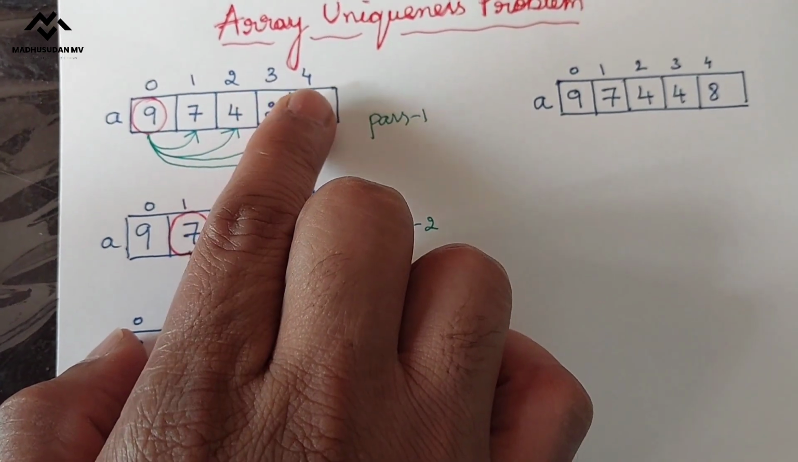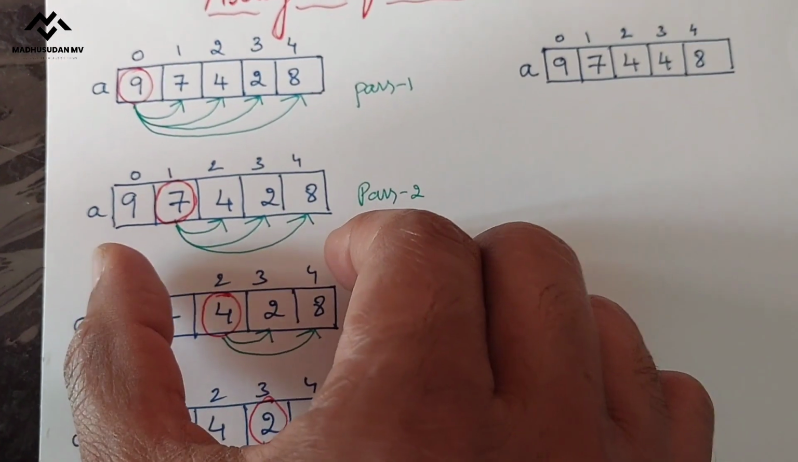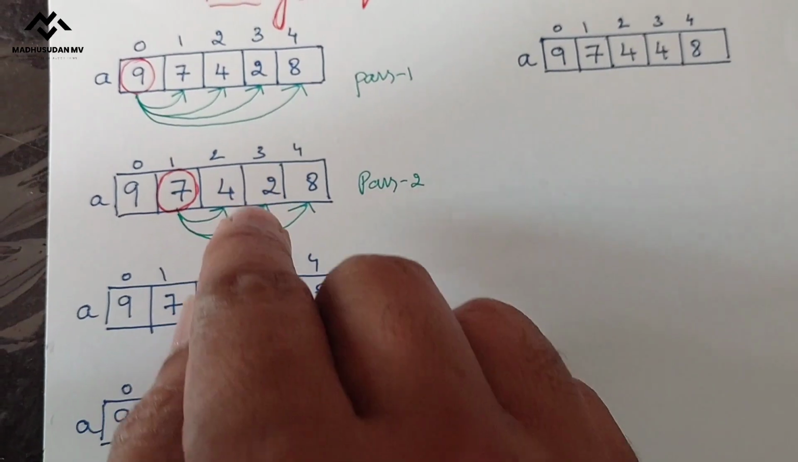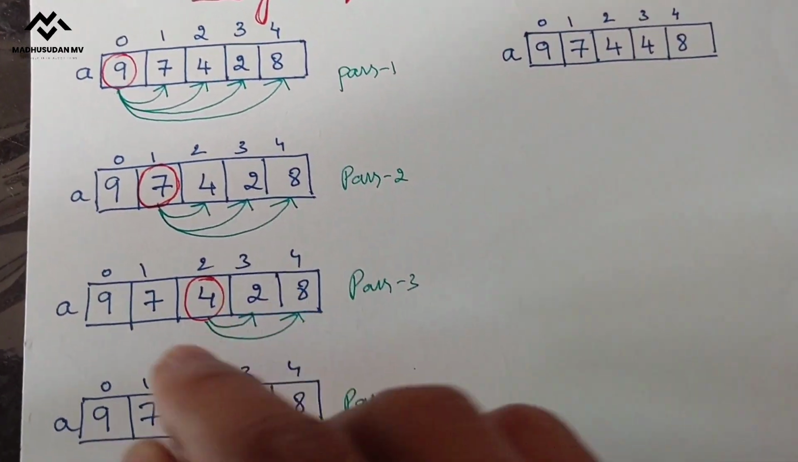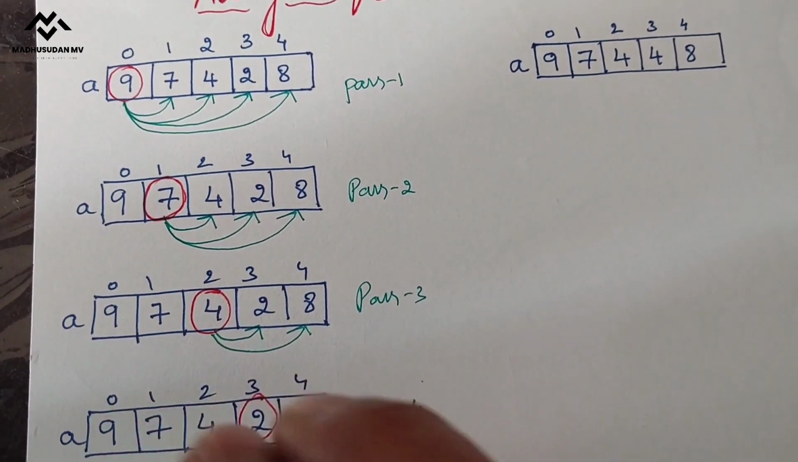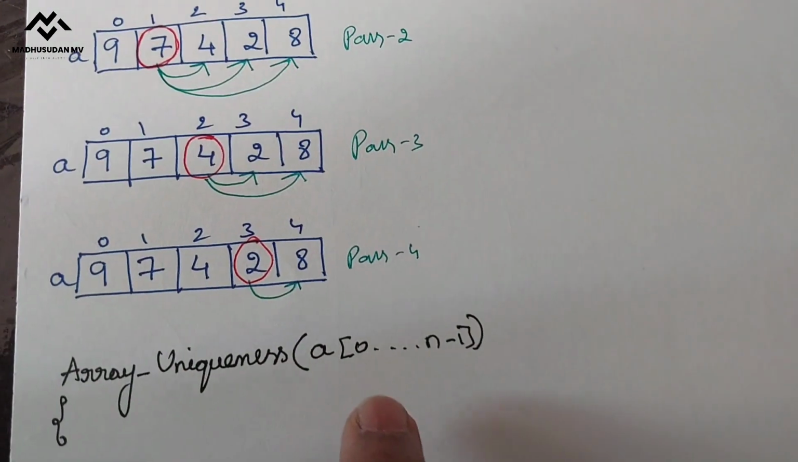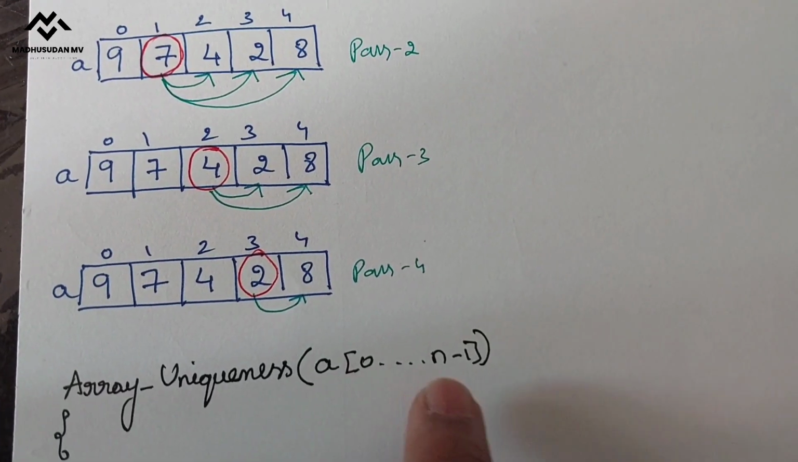So for 5 elements, the last index is 4. Similarly for 6 elements, the last index is 5. Similarly for 10 elements, the last index is 9. So in general, if it has n number of elements, the last index is n minus 1. So I have taken A of 0 to n minus 1.